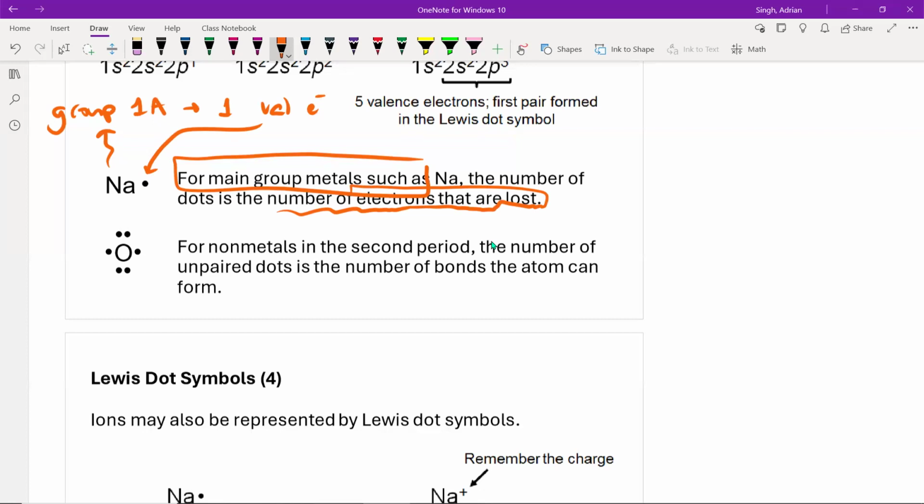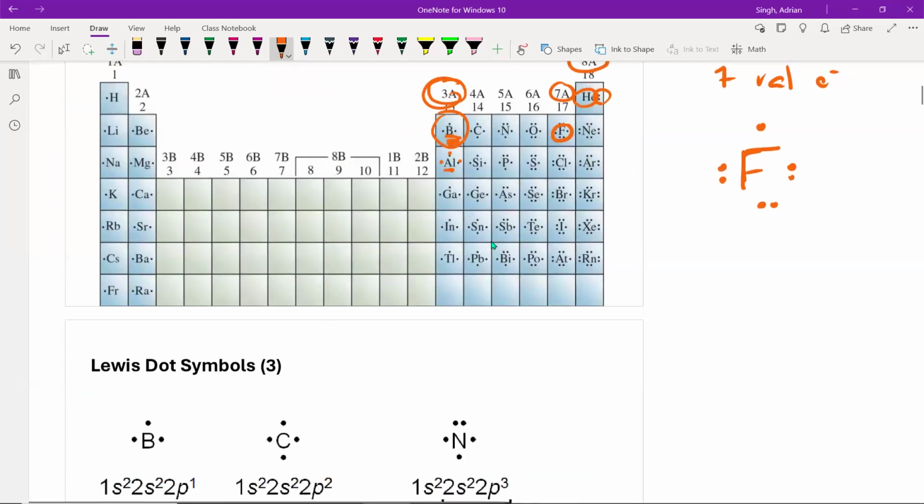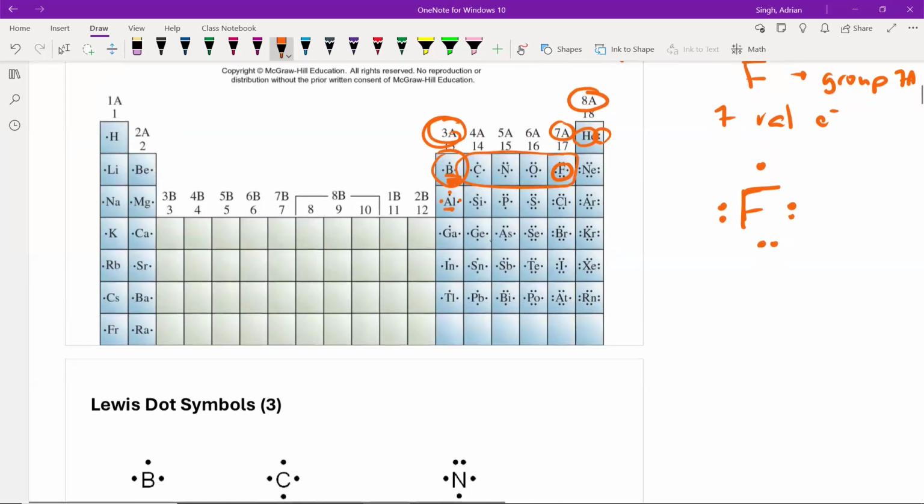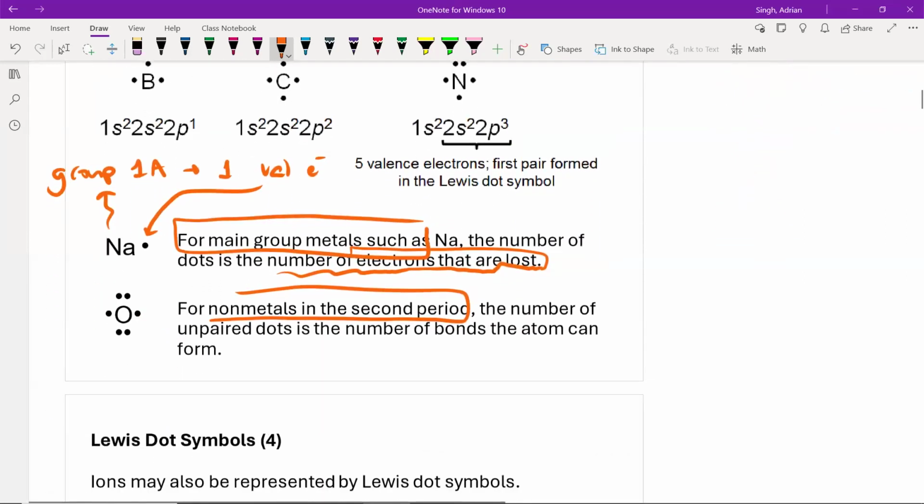For our non-metals in the second period, that would include non-metals on the right side of the table. Second period would be over here, for instance. The number of unpaired dots is the number of bonds that the atom can form when they share electrons.